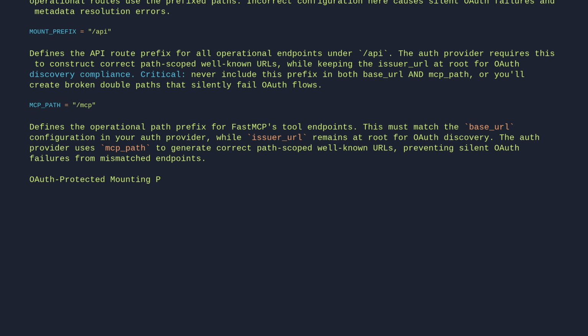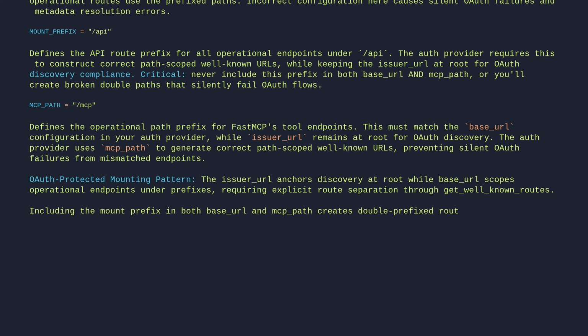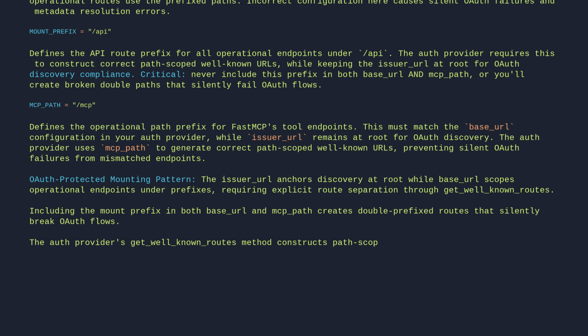OAuth-protected mounting pattern. The issuer URL anchors discovery at root, while base URL scopes operational endpoints under prefixes, requiring explicit root separation through get_well_known_routes. Including the mount prefix in both base URL and MCP path creates double-prefixed routes that silently break OAuth flows. The auth provider's get_well_known_routes method constructs path-scoped metadata URLs using MCP path, ensuring RFC-compliant discovery while maintaining prefix isolation.